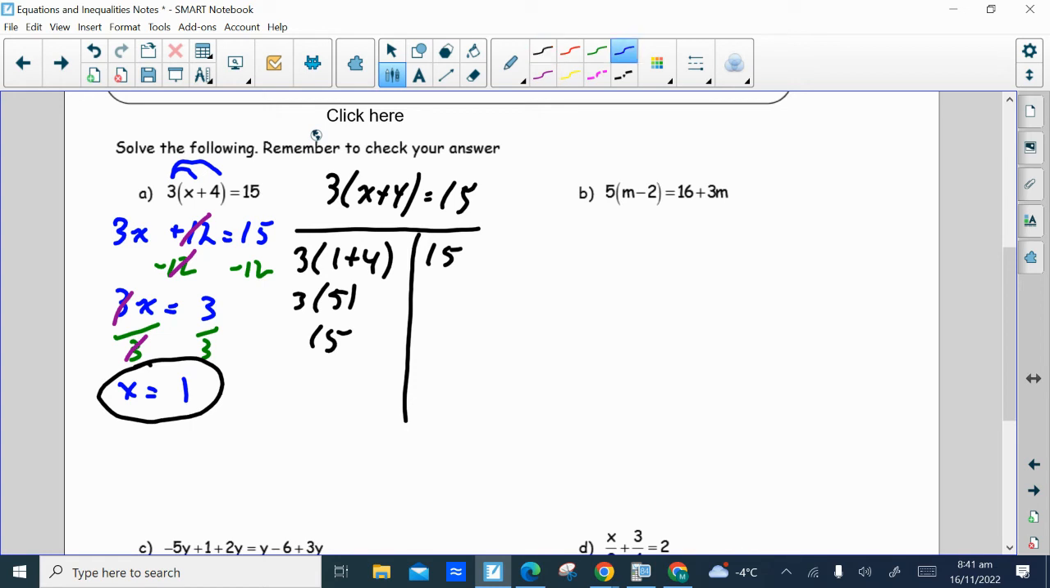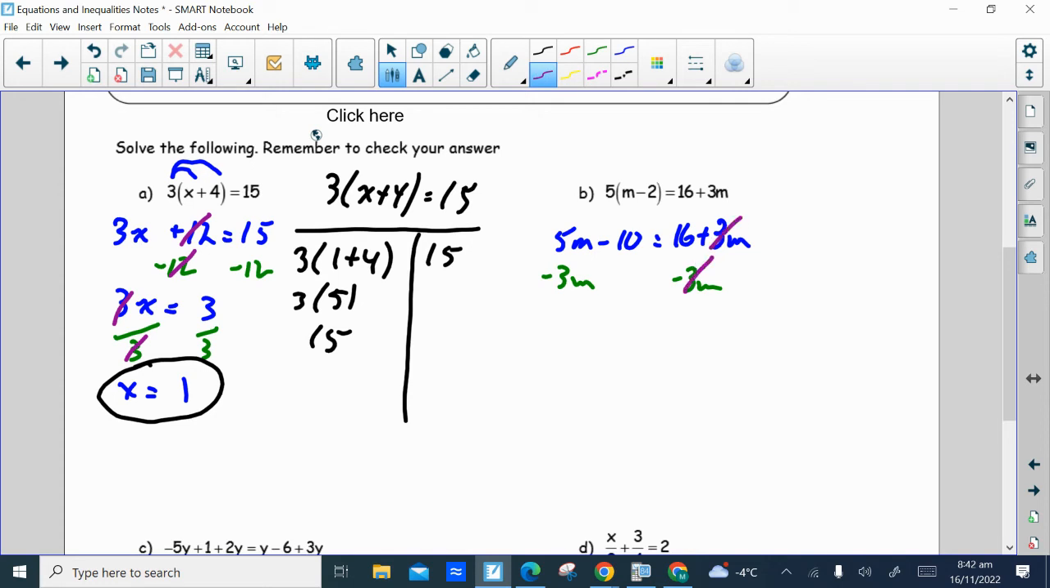Question B, again, first step is we're going to multiply out the brackets on the left. 5 times m, and then 5 times negative 2. And now in this case, we have m terms on both sides, so we're going to collect them together. And it's always going to be easier if we don't have a negative involved. So because of that, I wouldn't subtract 5m from both sides, because on the right side, 3m take away 5m would give us a negative 2m. So instead, I'm going to subtract the 3m from both sides.